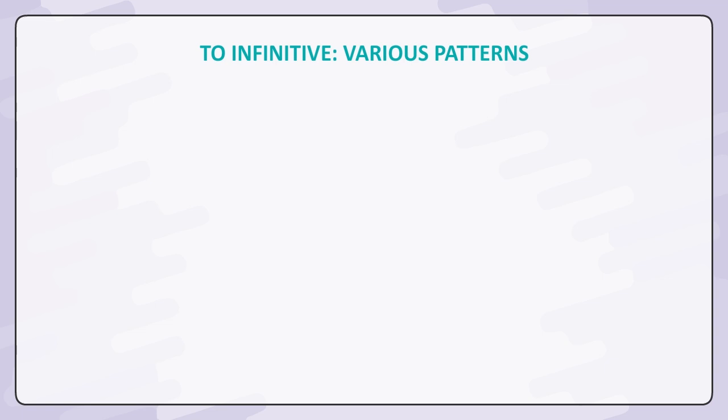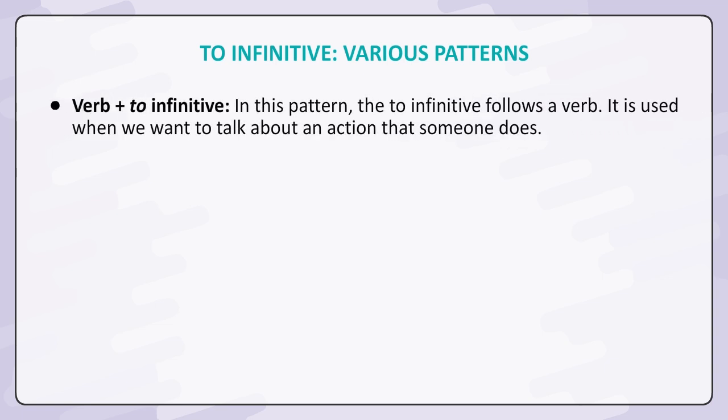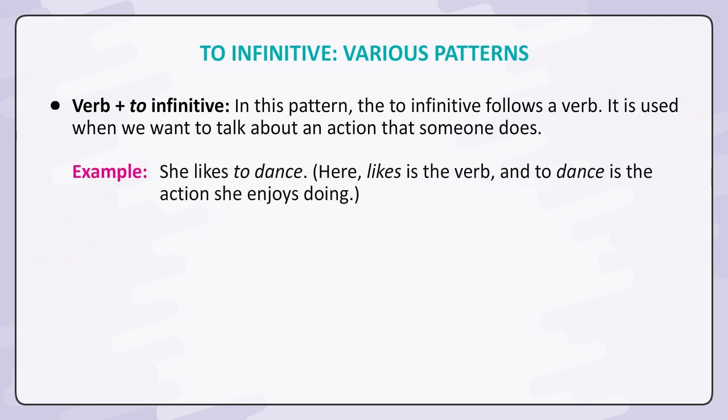To infinitive, various patterns. Verb plus to infinitive. In this pattern, the to infinitive follows a verb. It is used when we want to talk about an action that someone does. Example: she likes to dance. Here, likes is the verb and to dance is the action she enjoys doing.